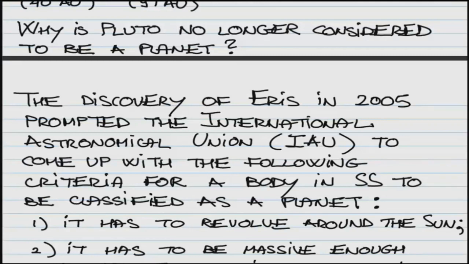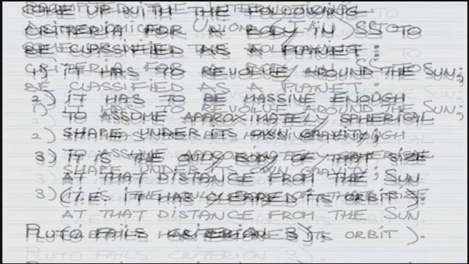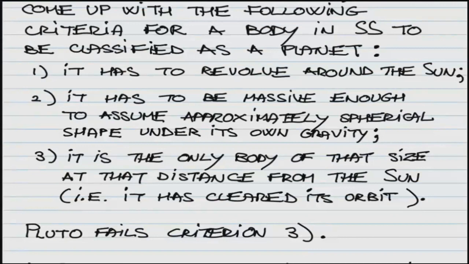So in 2006, the International Astronomical Union met, and they came up with the following criteria for a body to be considered a planet. The first one is kind of a given. I'm not sure why it's even there. It says that it has to revolve around the sun. Of course, every object in the solar system, including comets and asteroids and meteoroids, they are all revolving around the sun. So to me, this one is kind of silly.